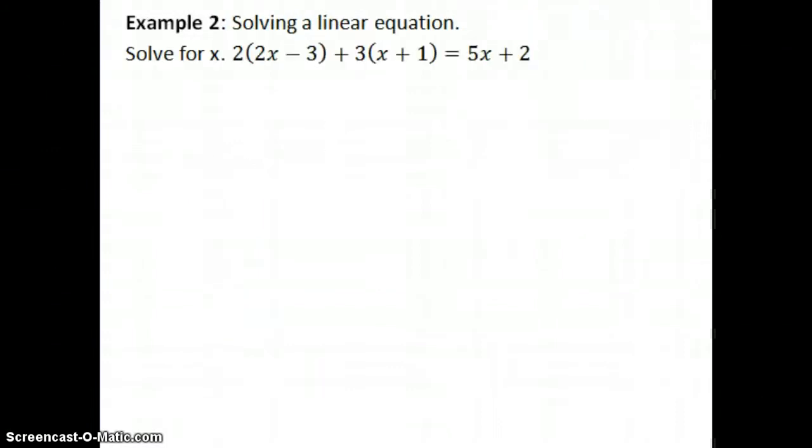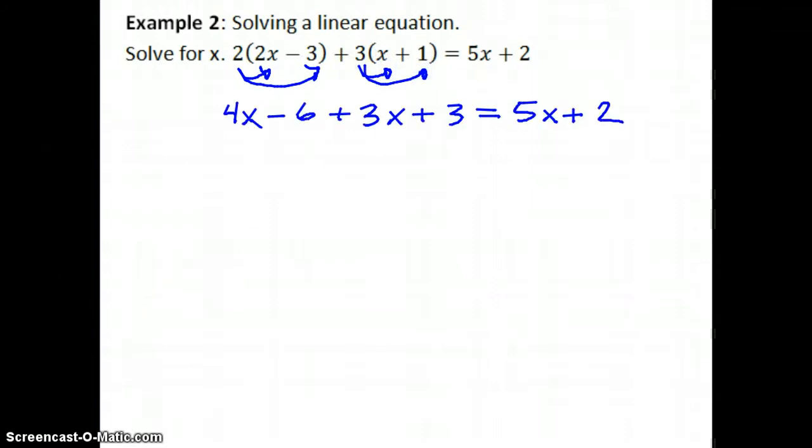Our next problem, we need to solve for x, and the first thing I'm going to do here is get rid of my parentheses. I'm going to distribute in the 2 here, and I'm going to distribute in the 3 here, and then start solving for x. Okay, so let's go ahead and combine our like terms. I'm going to start on the left-hand side of the equation. A 4x and a 3x is going to give us 7x, and then a -6 plus 3 gives us a -3.